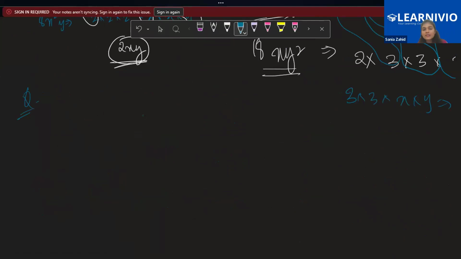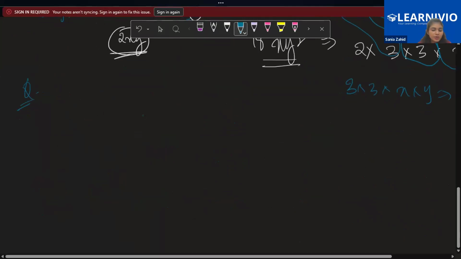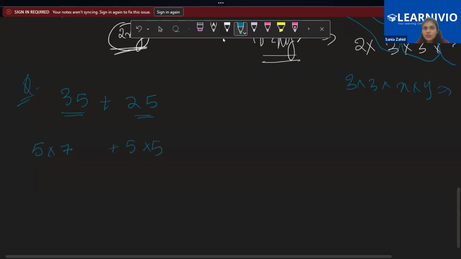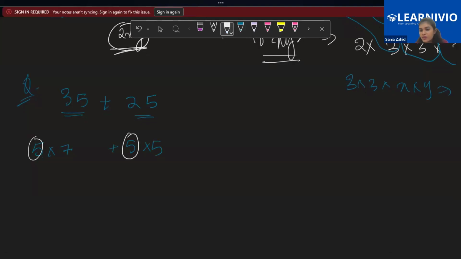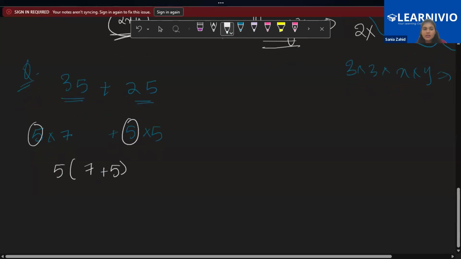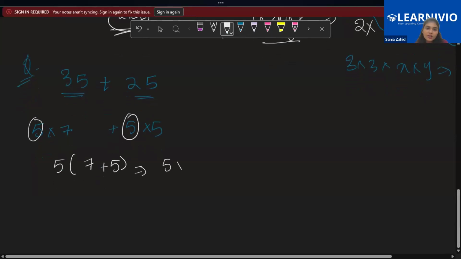Okay, now factorization of polynomials using HCF. For example, you have 35 plus 25. Children, look at this. I can write 35 as 5 into 7 and 25 as 5 into 5. You see 5 is common over here, so I take 5 outside the bracket. I am left with 7, then a plus sign, then 5.